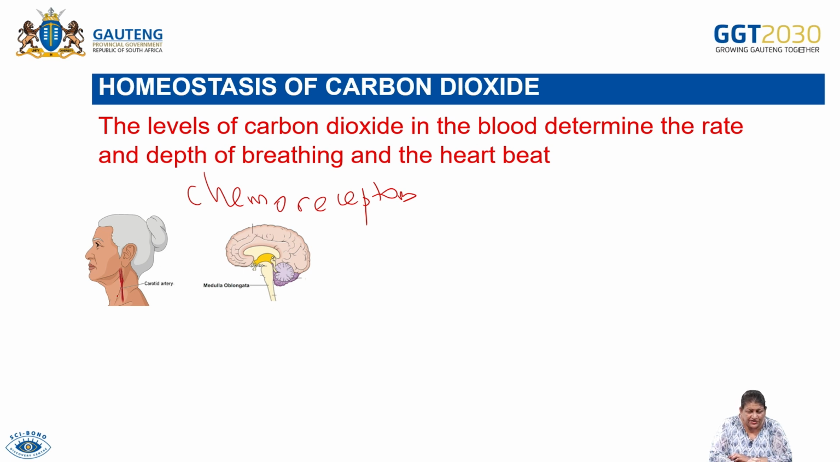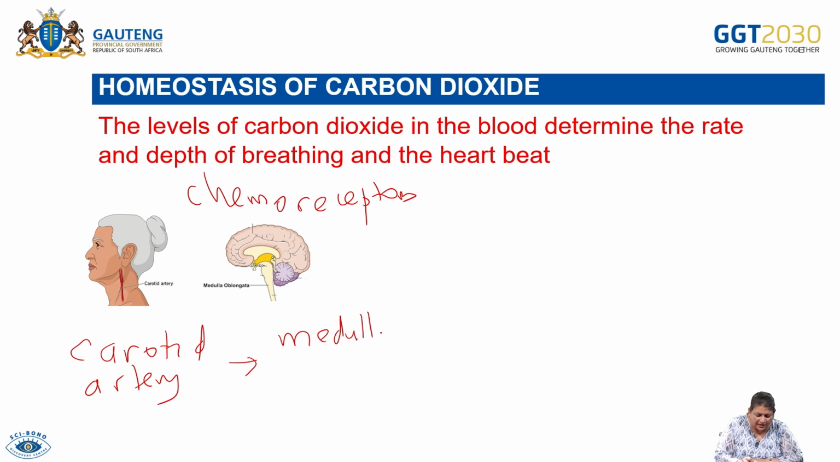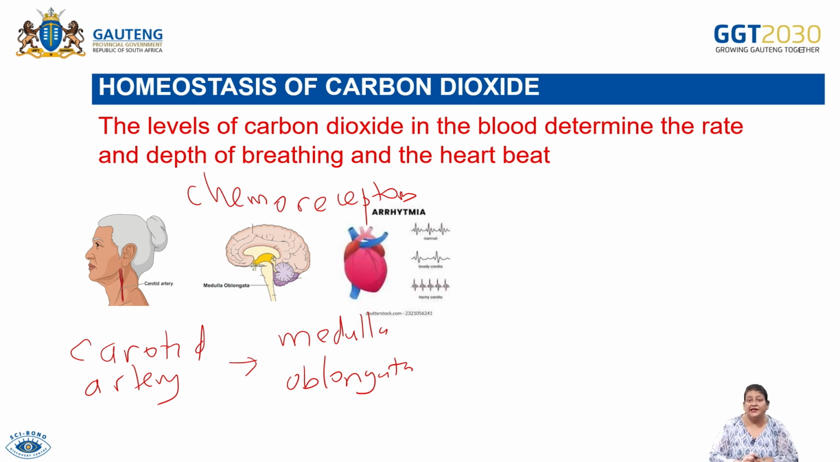So the carotid artery has chemoreceptors sensitive to the high levels of CO2, which sends a nerve impulse to the medulla oblongata. Please remember these spellings are very important. The carotid artery sends a nerve impulse to the medulla oblongata, which you're going to learn in grade 12. Here's the spinal cord and there's the medulla oblongata. And then the medulla oblongata will send a nerve impulse, which is a message to the heart.